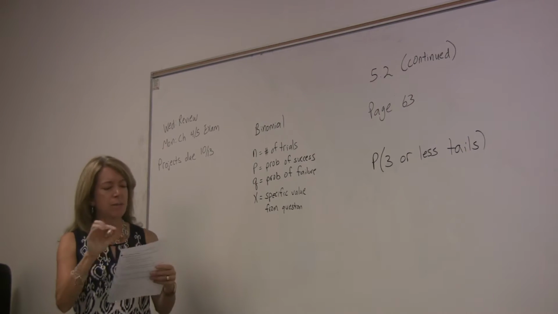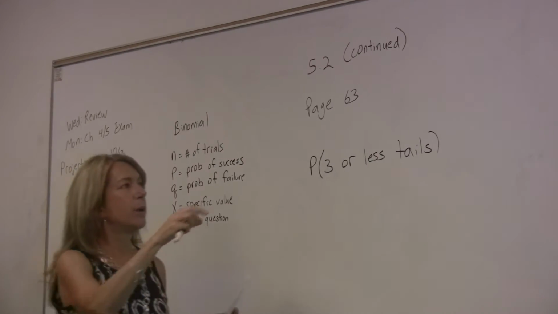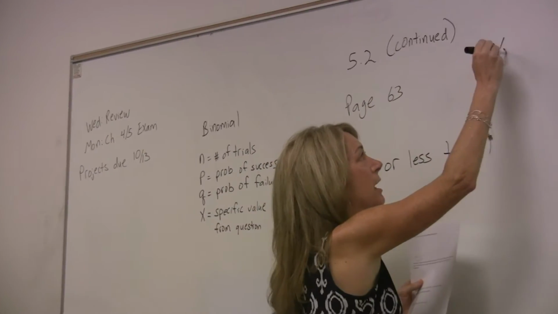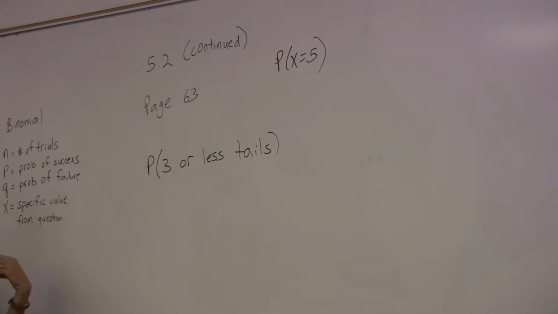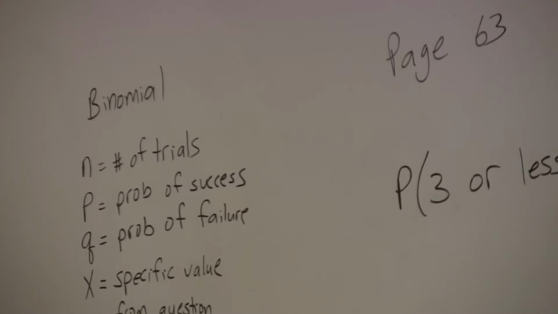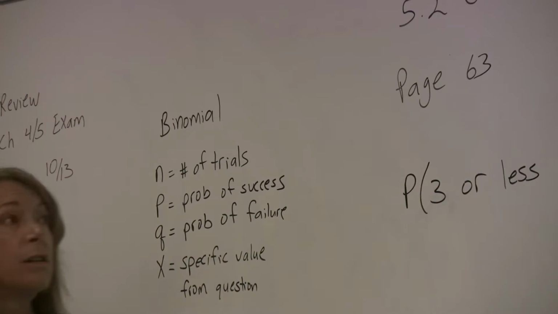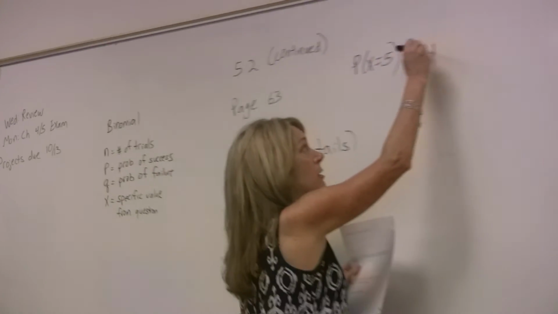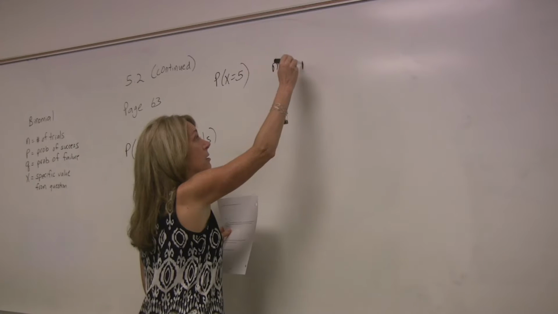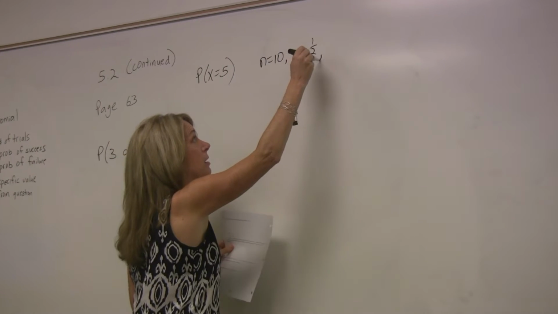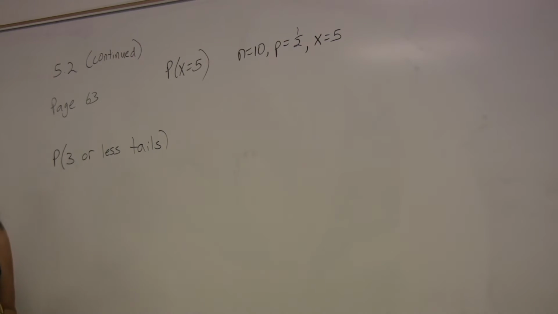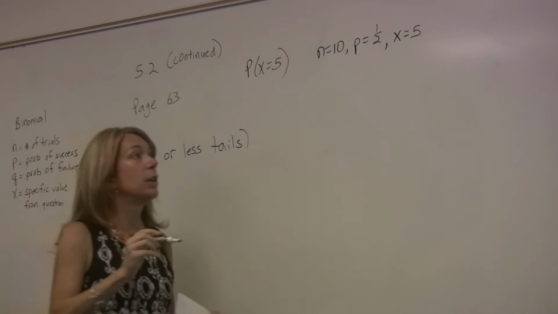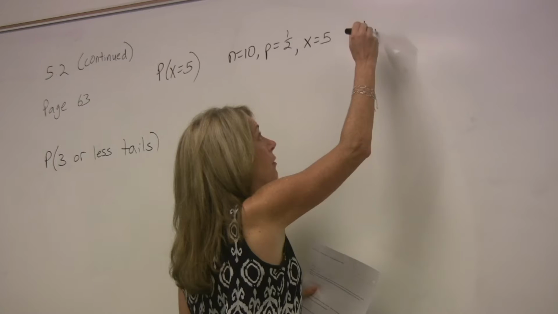So we had already done the problem at the very top, the one printed on your page, where we said the probability that X equals exactly 5. We wanted 5 tails, and we used N was 10, P was 1/2, and X was 5. That's what they were asking for. And we used binomial PDF.